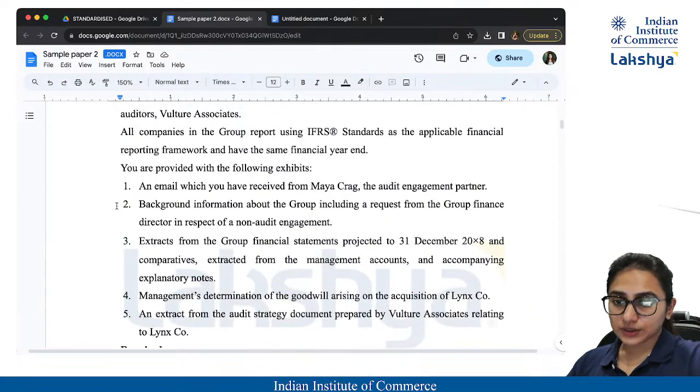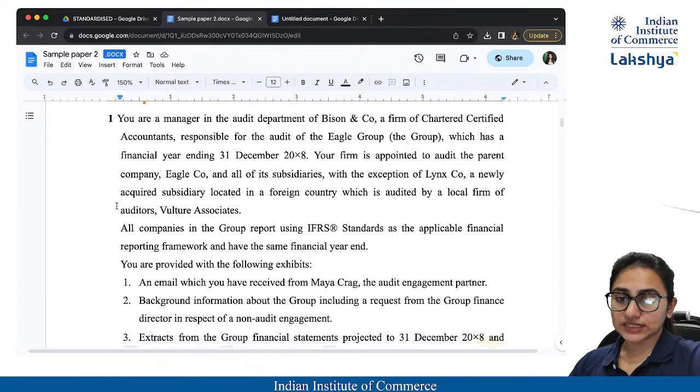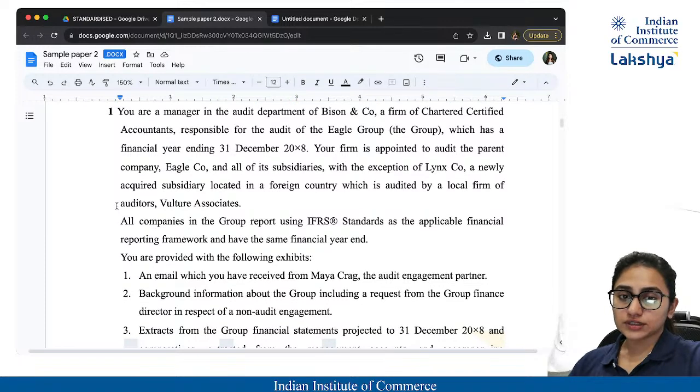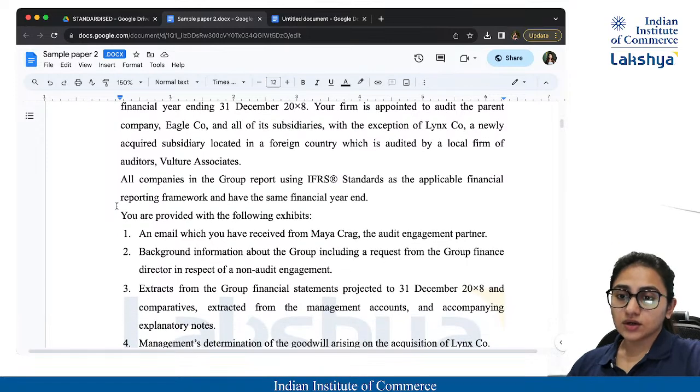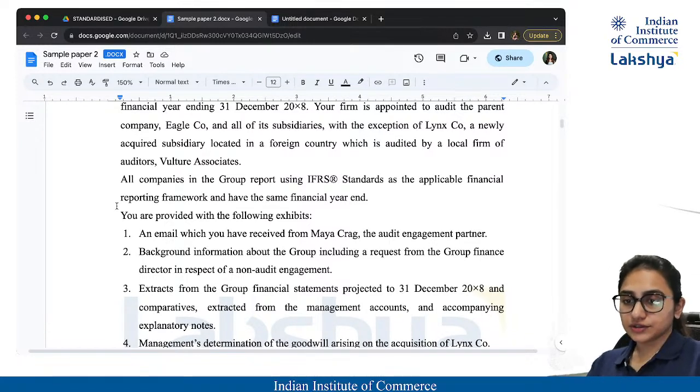So first let's read the question. You are a manager in the audit department of Bisson and Company, a firm of chartered certified accountants responsible for the audit of Eagle Group, which has a financial year ending of 31 December 2008. Your firm is appointed to audit the parent company Eagle Company and all of its subsidiaries with the exception of Links Company, a newly acquired subsidiary located in a foreign country which is audited by a local firm of auditors, Vulture Associates. All companies in the group report using IFRS standards as the applicable financial reporting framework and have the same financial year end.